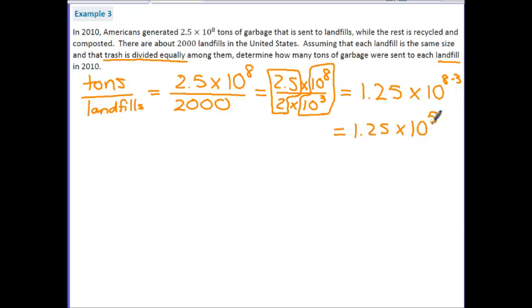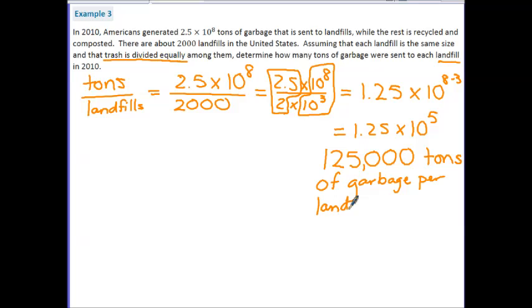Now, this is a fairly small exponent, so I would say it would probably be very reasonable to just turn this into standard notation. So I'm basically going to move my decimal over 5 times, so that would be 1, 2, 3, 4, 5, put in my comma, and we'll put the context in the situation. So this is tons of garbage per landfill, and this was in 2010.